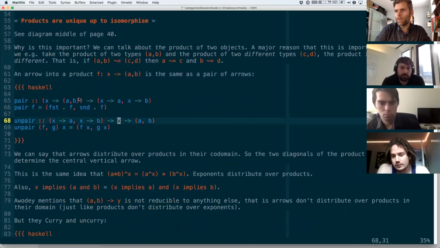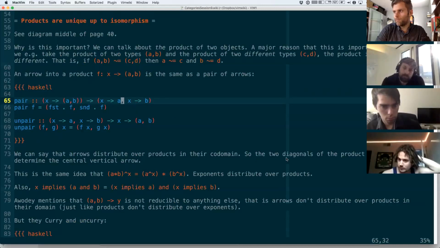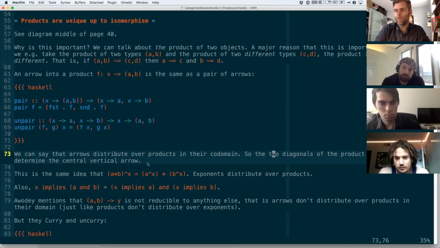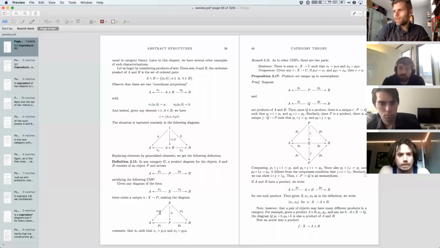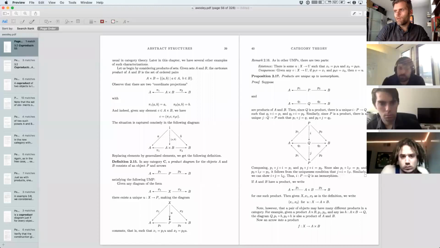So what we can say about this is that arrows distribute over products in their codomain. So this arrow here has a product in its codomain, and we can say that the arrow actually distributes over the product. So what we have then is a product of arrows with the elements of the product in their codomains. So the two diagonals of the product diagram, or the sides here, x1 and x2, or p1 and p2, right? They uniquely determine the central vertical arrow, u.